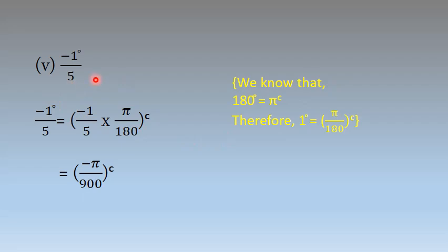Negative 1 degree upon 5, which is also the same. It is also multiplied by 1 degree. So negative 1 upon 5 into pi upon 180 radian. So here we don't have any digit in the numerator that we can solve further. So simply we have to multiply this 5 into 180, which is 900. The negative sign remains the same, so negative pi upon 900 radians. So that's it.